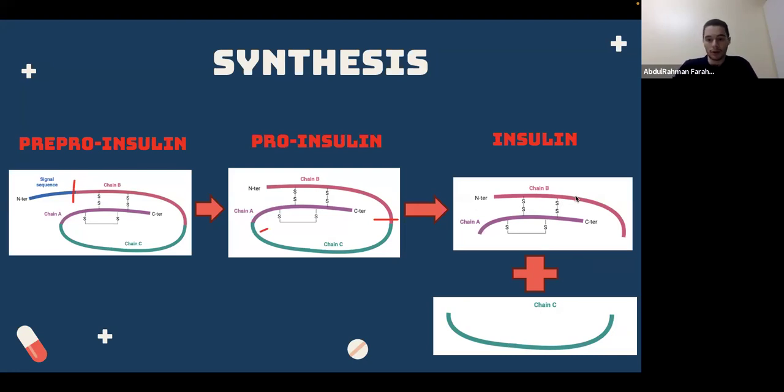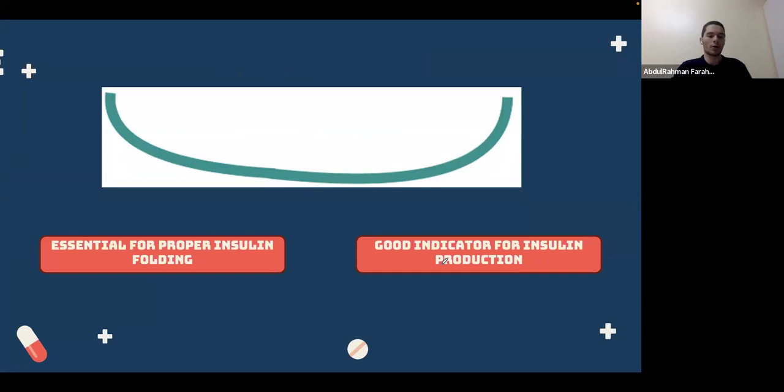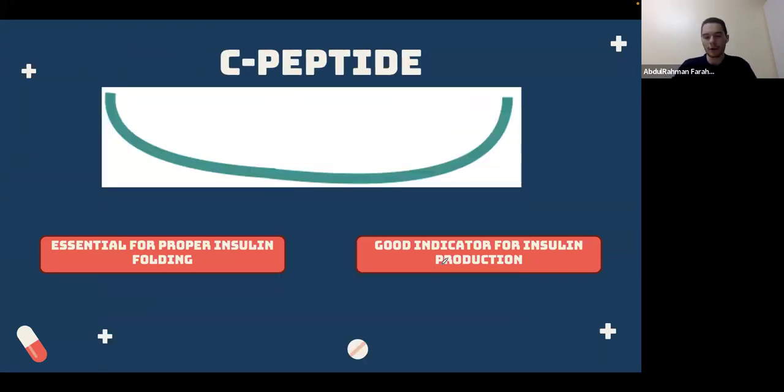Does anybody know what's the importance of C-peptide? Okay, C-peptide essentially has two main functions. It is essential for proper insulin folding. However, this is not as clinically relevant to us. The important thing about C-peptide is that it is a good indicator for insulin production.